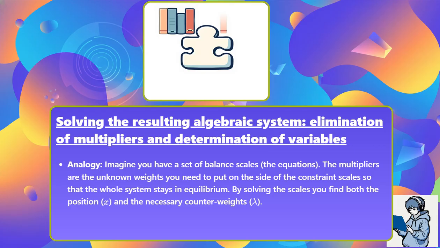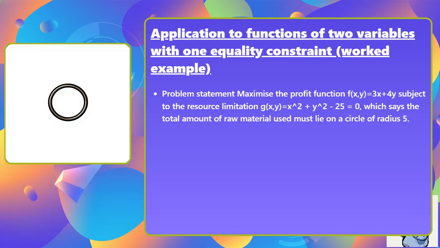By solving the scales, you find both the position, x, and the necessary counterweights, lambda. Problem statement. Maximize the profit function f(x, y) = 3x + 4y, subject to the resource limitation g(x, y) = x squared plus y squared minus 25 equals 0, which says the total amount of raw material used must lie on a circle of radius 5.